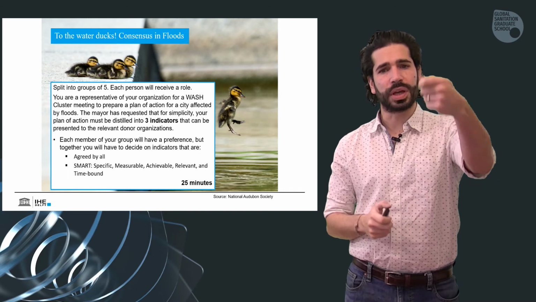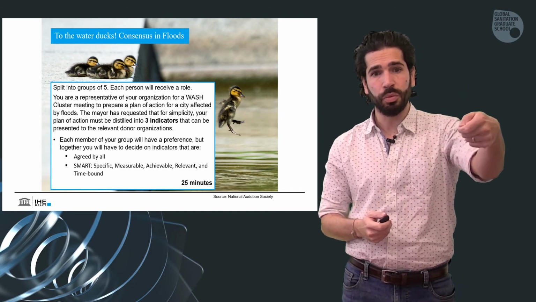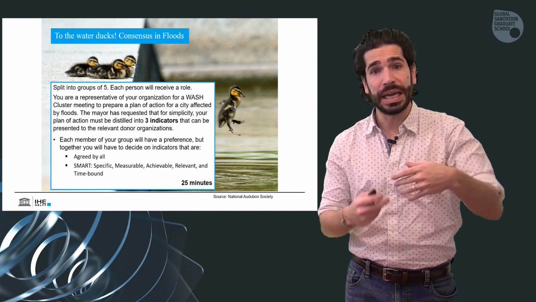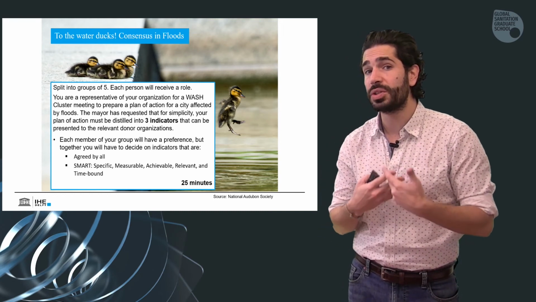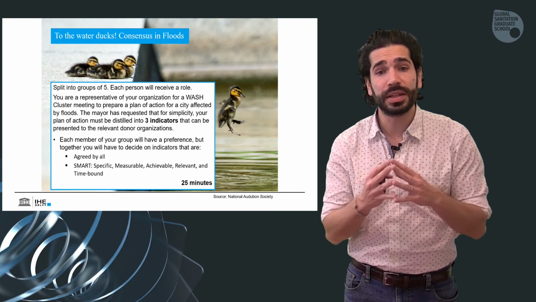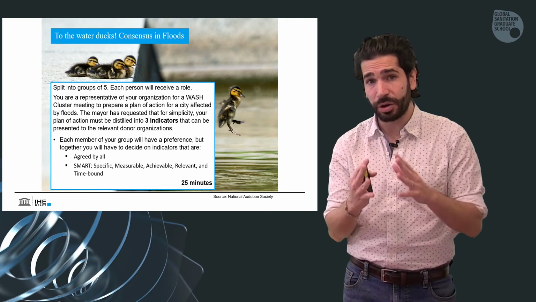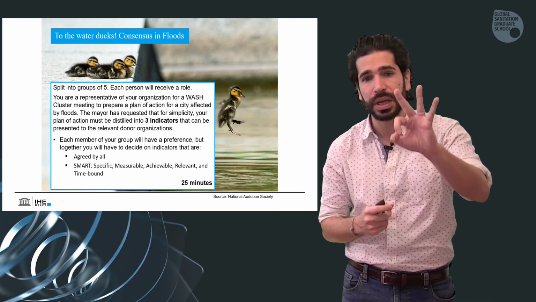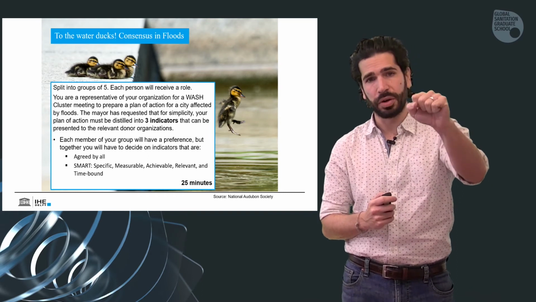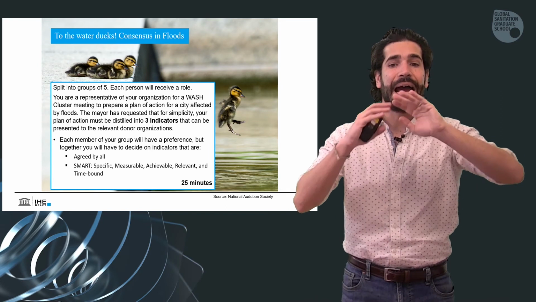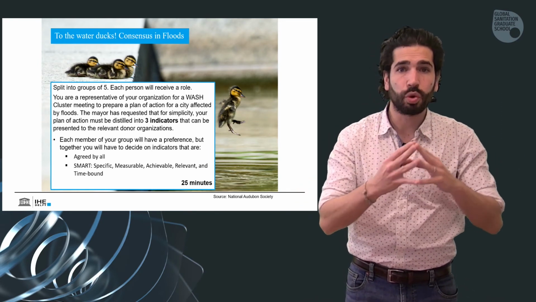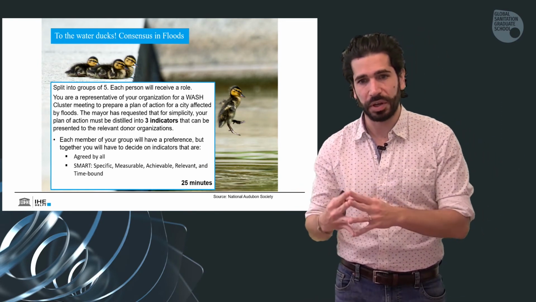Your lecturer will give you a role within that group. You will act that role in response to a flood and what kind of response you need to do to that flood. And the way that this has been structured is that the mayor of your city has asked you to come up with 3 indicators that are SMART: specific, measurable, achievable, relevant, and time-bound. And these indicators will then be presented to donor organizations for funding.